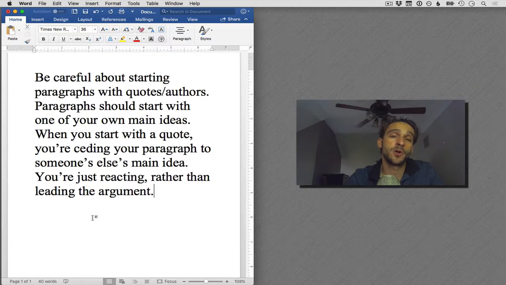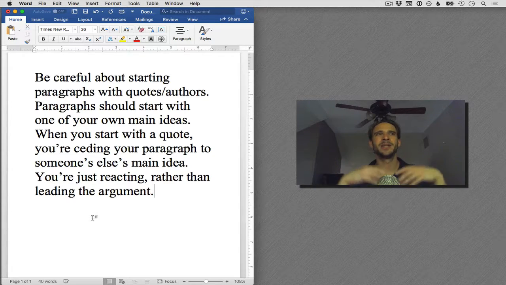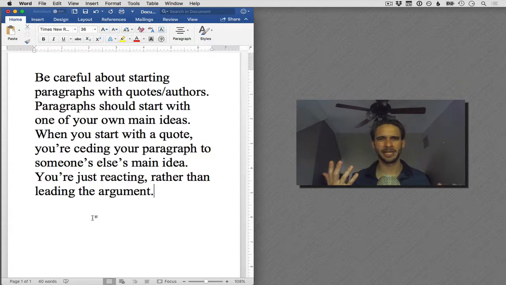Paragraphs should start with your own main ideas. When you start with a quote, you're not starting with your own main idea. You're starting with somebody else's idea, and you're just reacting. So you want to start with your own main idea, then bring in the quote that will help you prove or explain or further that main idea. And then talk about the quote. And then you have a paragraph right there. When you start with a quote, you're kind of starting in the middle of a paragraph, really.